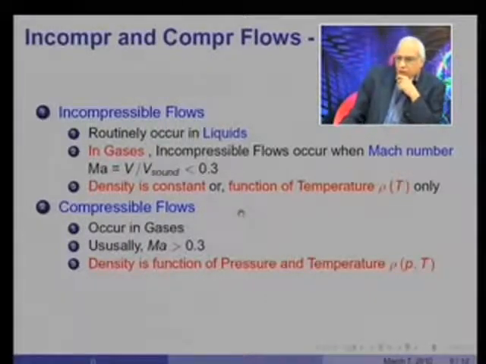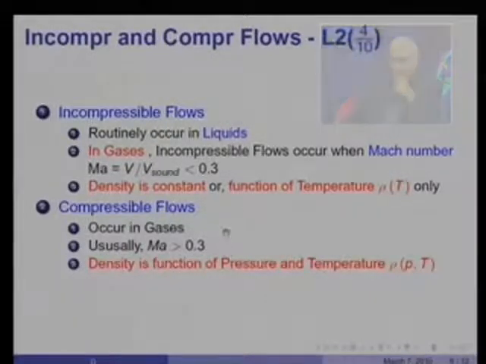Compressible flows, which occur mainly in gases, usually have Mach number greater than 0.3. Mach number would be equal to 1 for sonic compressible flow. It would be greater than 1 for supersonic flows. And the main distinguishing feature of a compressible flow is that the density in this case is a function of pressure and temperature both. Not only temperature, but both pressure and temperature. Remember, compressible flows occur only in gases.